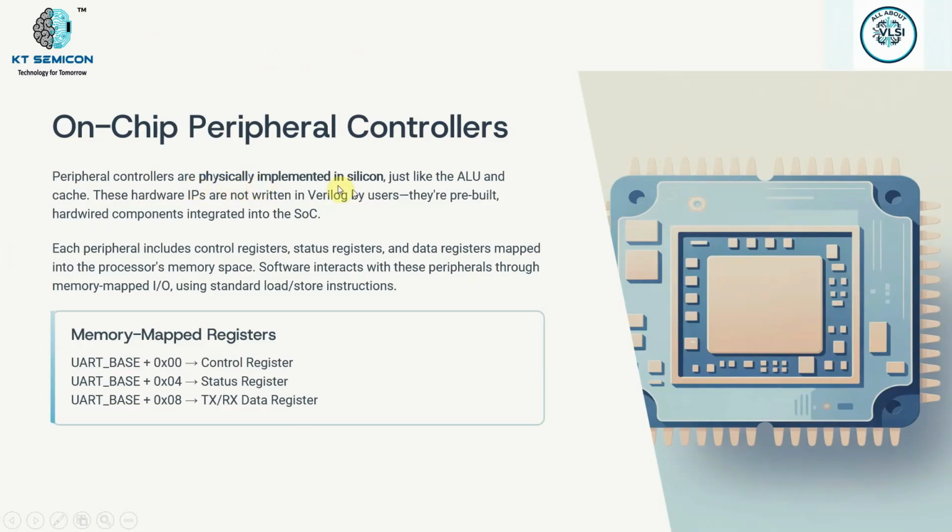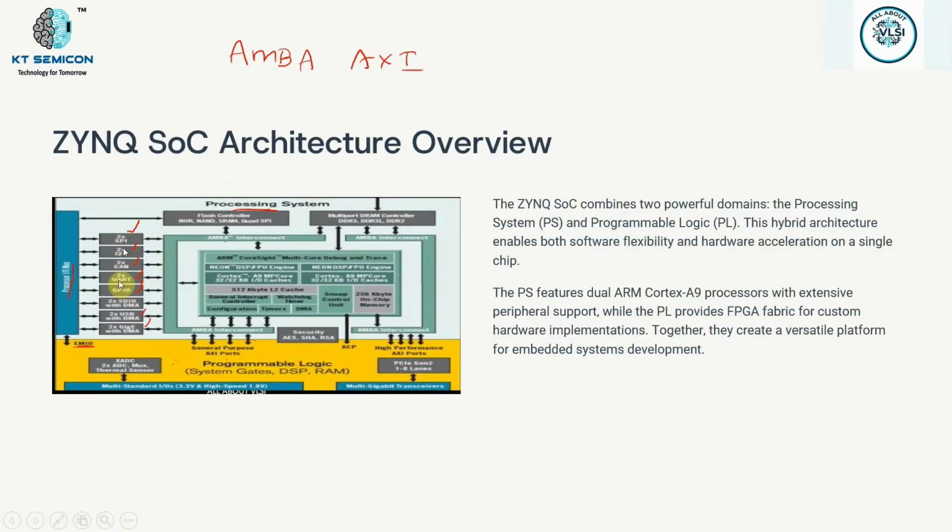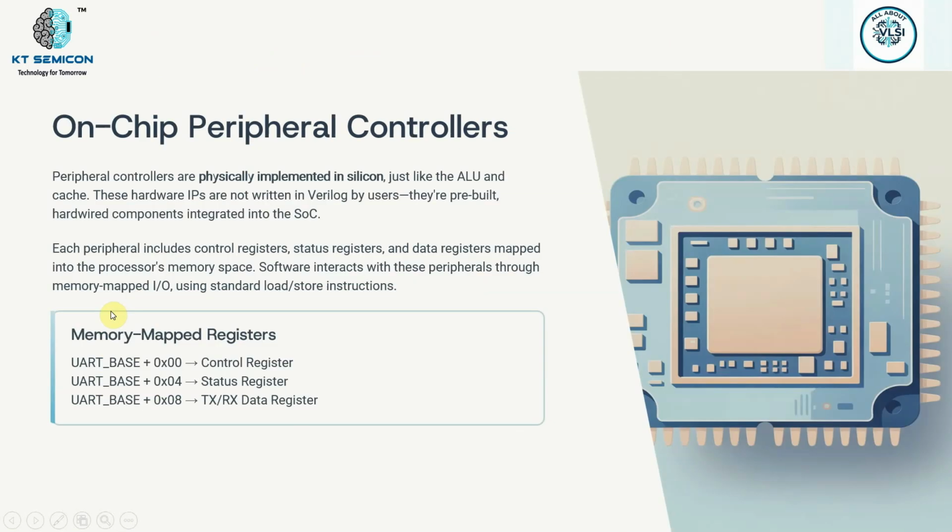The peripheral controllers are physically implemented on the silicon, like your UART IP or the SPI IP. All are physically implemented on the silicon in the processor side, just like the ALU and the cache. These hardware IPs are not written in Verilog by the users. These are not FPGA side, implemented using LUTs. These are actually implemented on the silicon chip. These are pre-built hardwired components integrated into the SoC. Each peripheral includes control registers, status registers, and data registers mapped into the processor's memory.